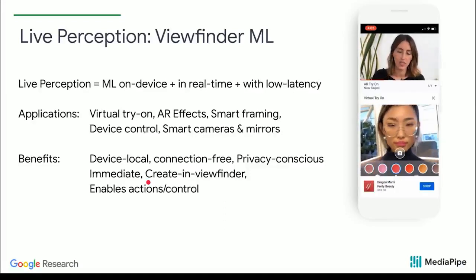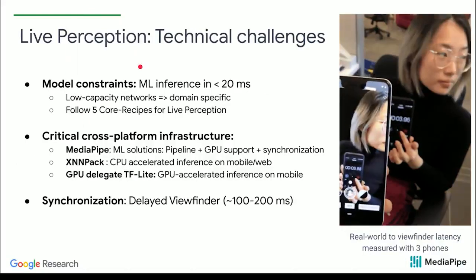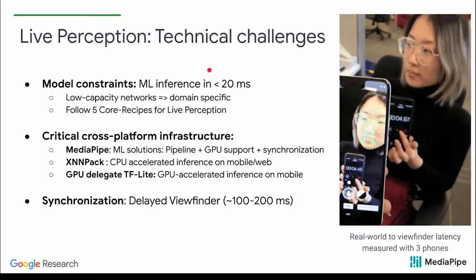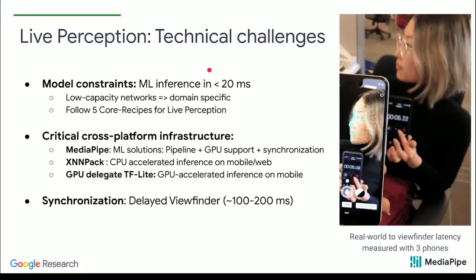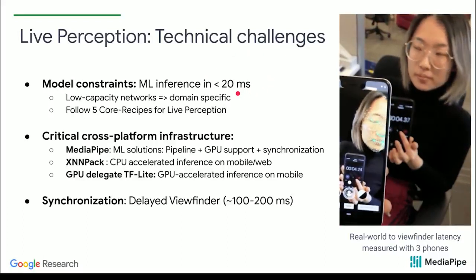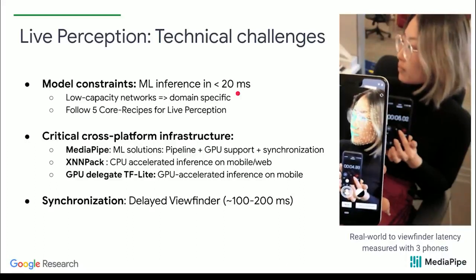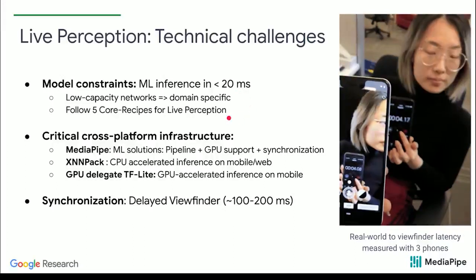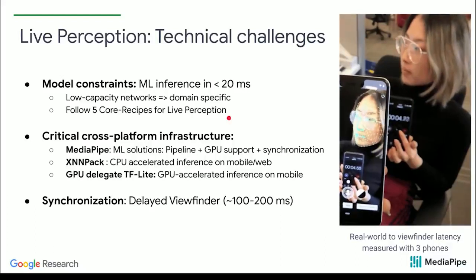Now, this sounds great, but what are the technical challenges? Well, for one, any kind of machine learning inference needs to be completed in 20 milliseconds or less because you usually want to run additional processing steps like rendering on top of it. And that means you are constrained to low capacity networks. Classical approaches like distilling a large server model tend to lead to poor results. So you need to design your models with live perception in mind. I'm going to share with you 5 core recipes that we found to be quite successful in that domain.